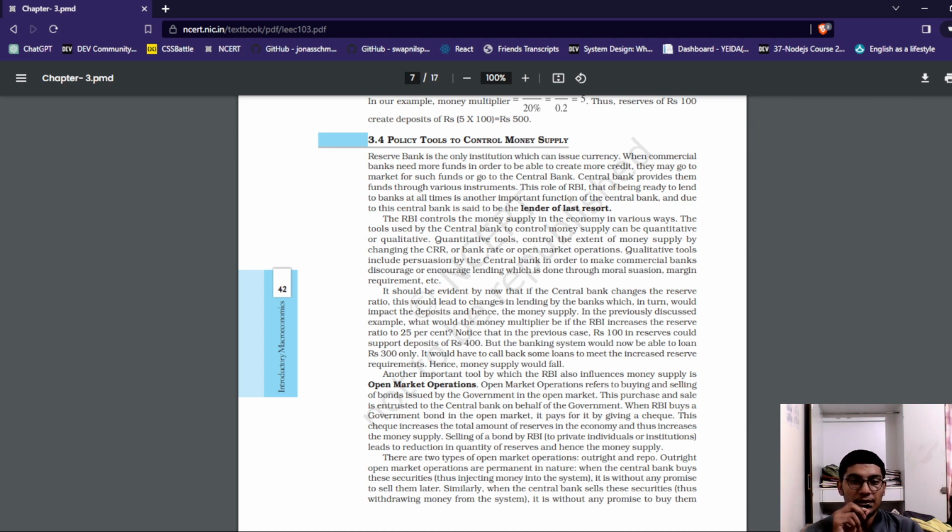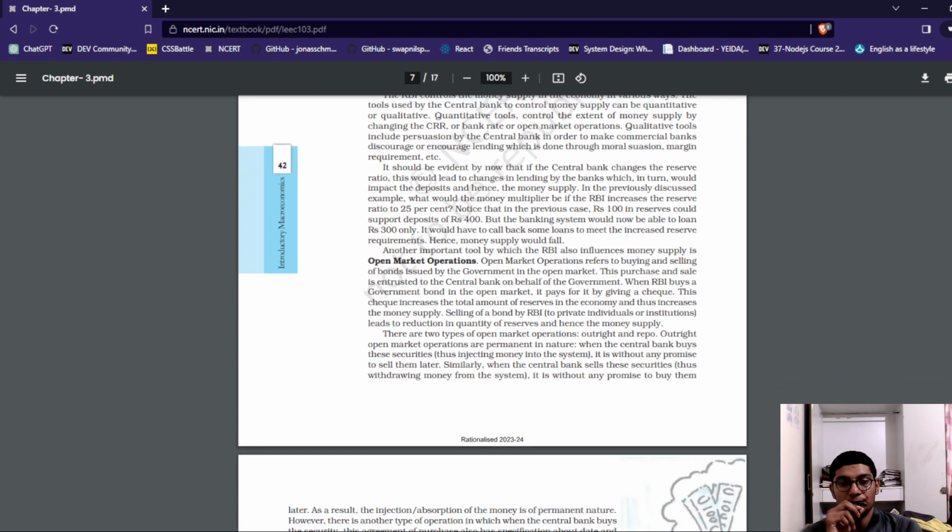In the previously discussed example, what would be the money multiplier if the RBI increases the reserve ratio to 20%? Notice that in the previous case the Rs 100 in reserve could support a larger deposit, but now the banking system would be able to loan only Rs 300. It will have to call back some loans to meet the increased reserve requirement, hence the money supply would fall. Another important factor which influences the money supply is open market operations.